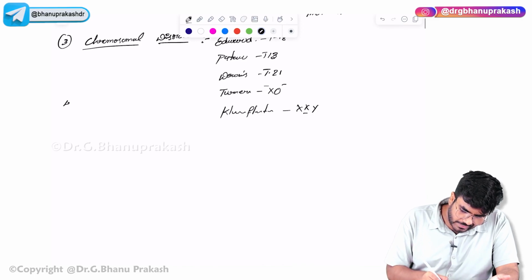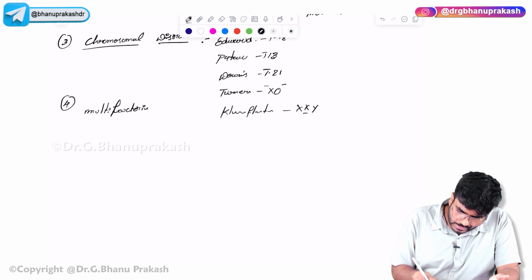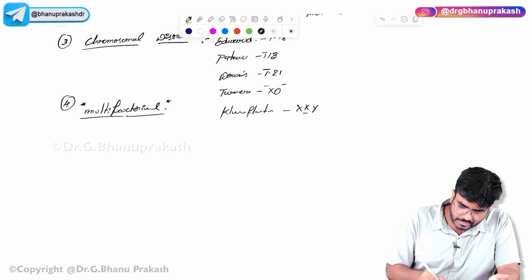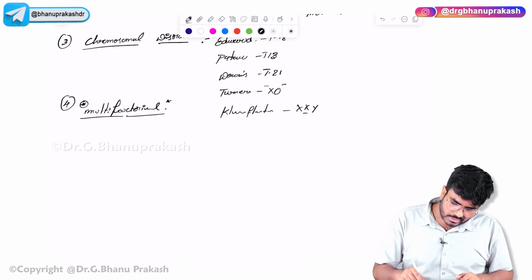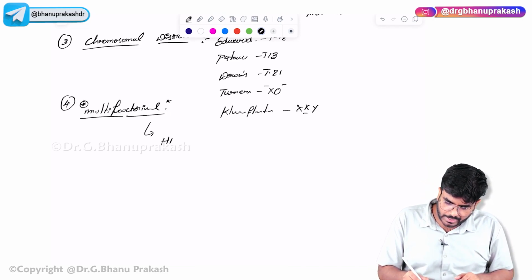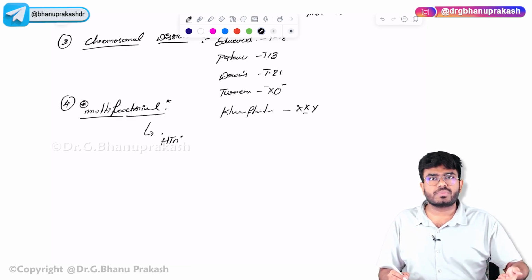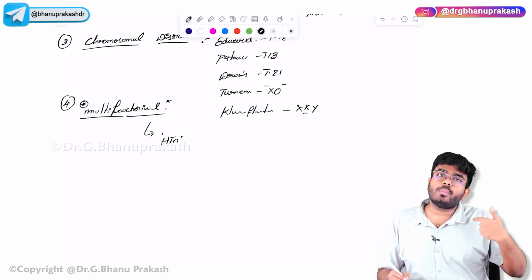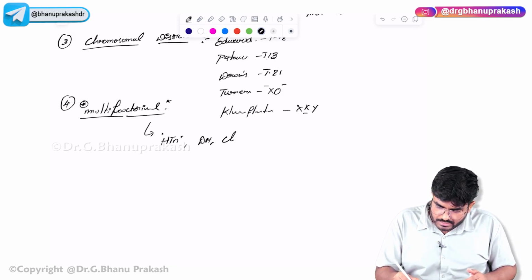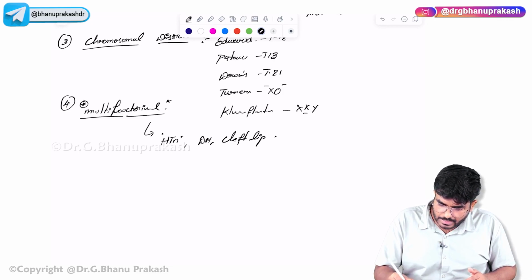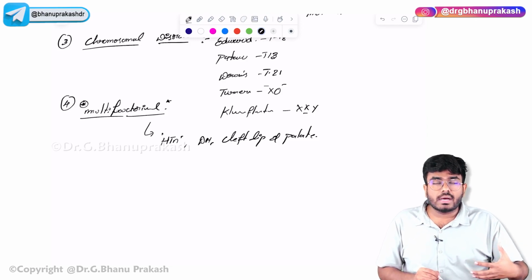And the last one is multifactorial inheritance. In multifactorial inheritance disorders, multiple factors are involved in the development of a disease. For example, heart diseases like hypertension have multiple factors: lifestyle, genetics, the type of food he is eating, the type of environment he is working in. Even cleft lip and palate and diabetes mellitus are diseases in which multifactorial inheritance is seen.